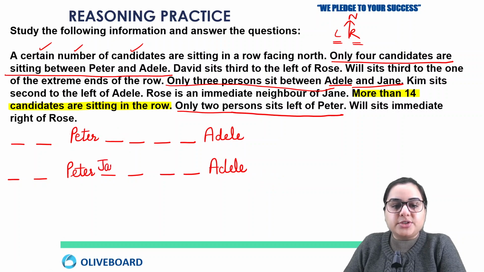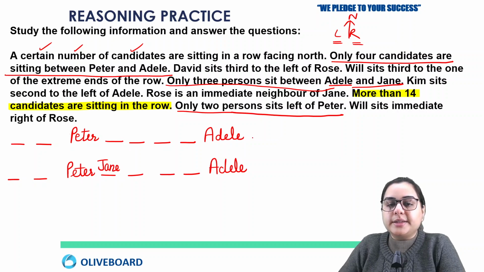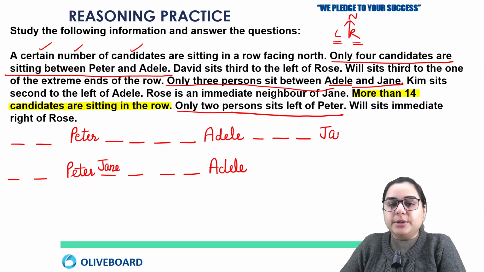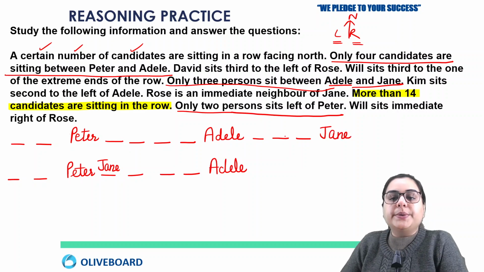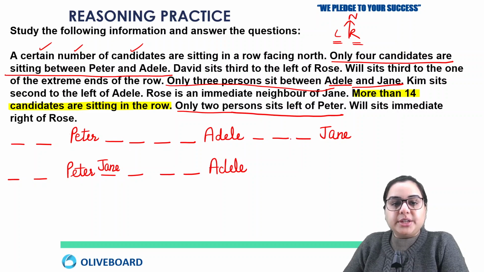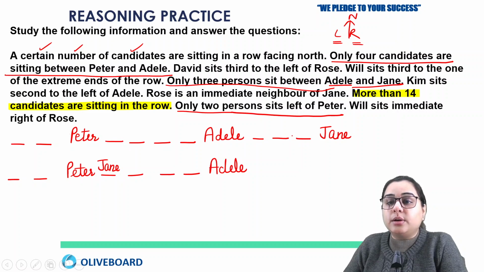Okay, one case is Jane, right? And in the other cases 1, 2, 3, and then you are going to write Jane, okay. Now we have written Jane. Now let's see any other information related to Peter, Jane or Adele.